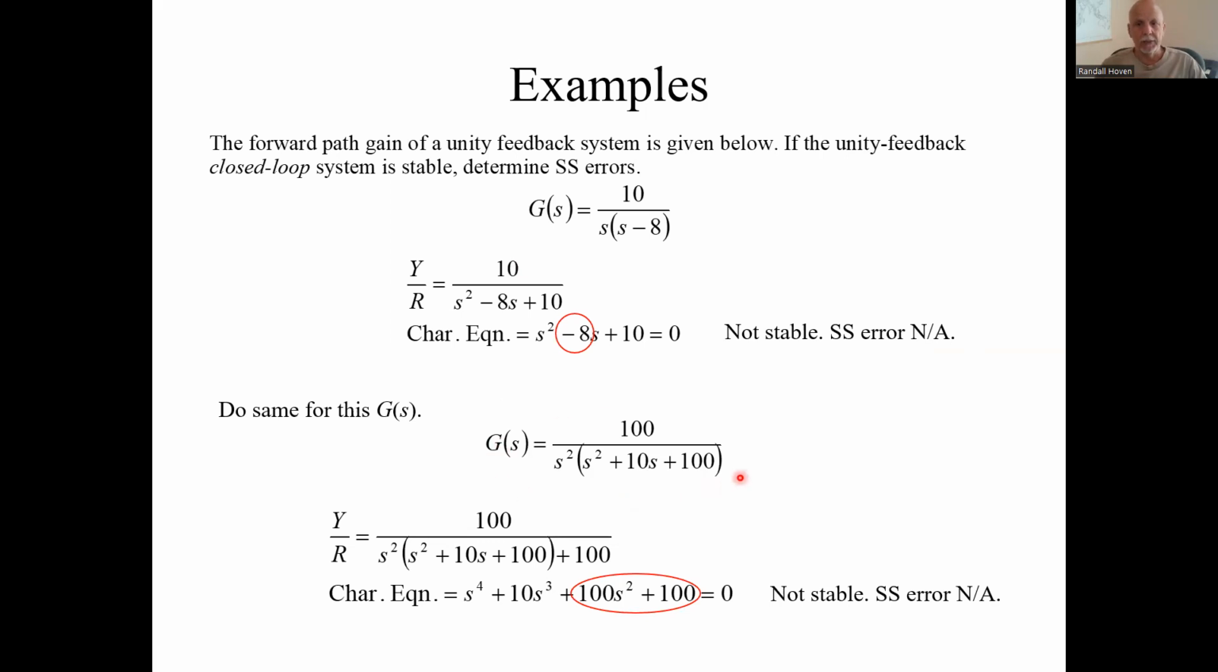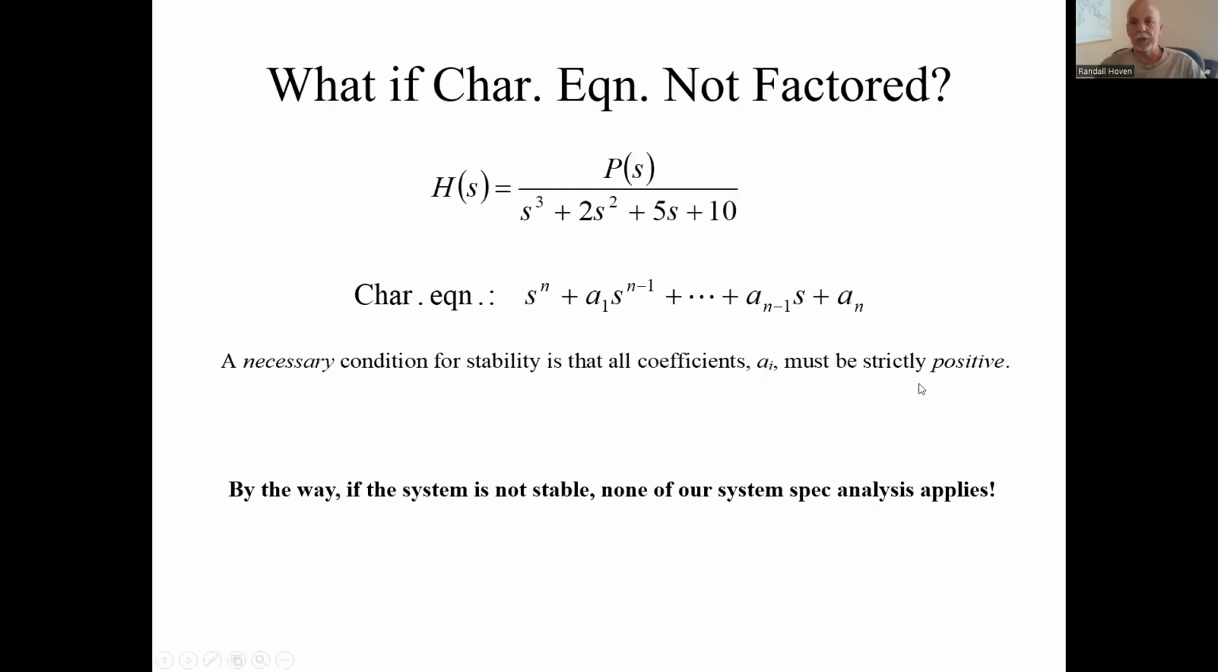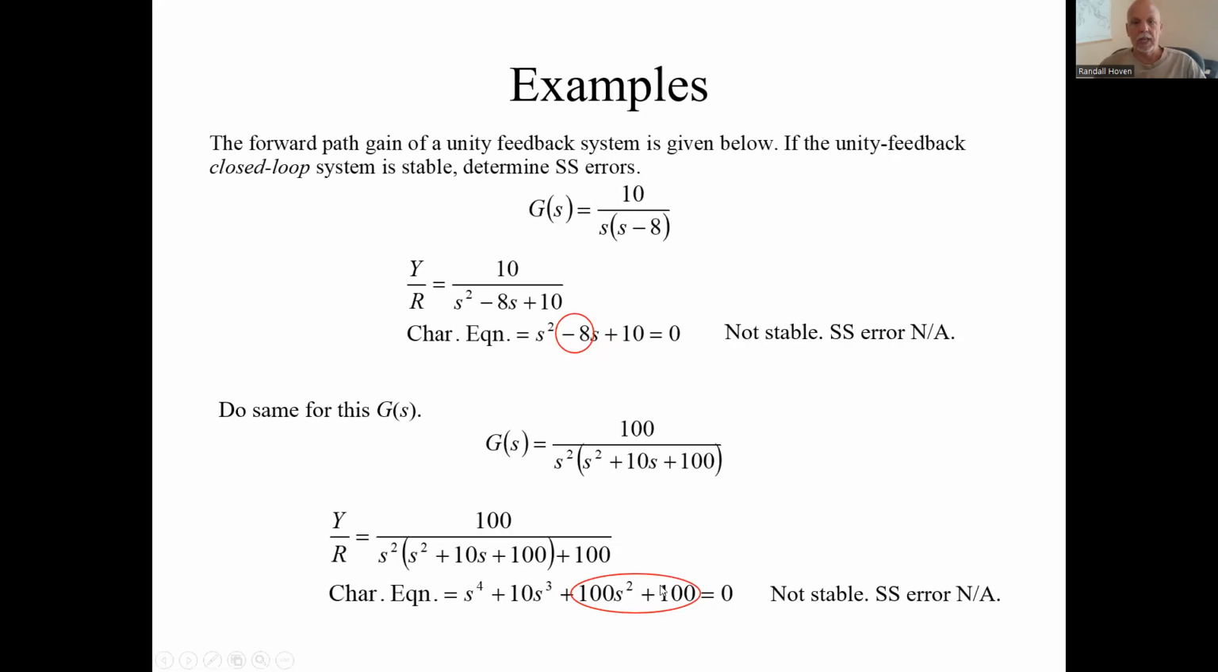How about this guy? Numerator plus denominator, or denominator plus numerator. So here it is. Let's see, I've got an s to the fourth, s squared, s cubed, s squared. I'm missing s to the first power. There's a missing a. One of the a's is 0, remember? These guys must be strictly positive. 0 doesn't count. Guy has a 0 coefficient, so he's not stable. Could be marginally stable, but he's not stable.